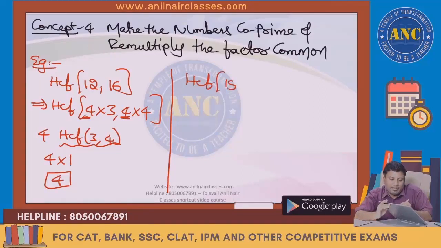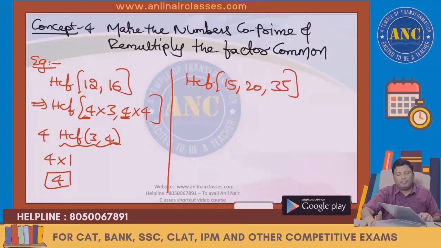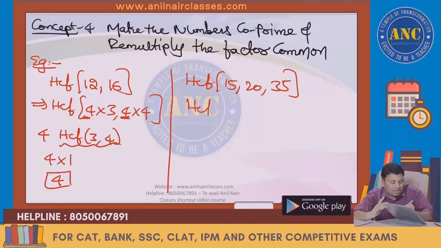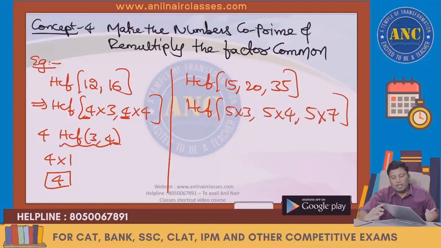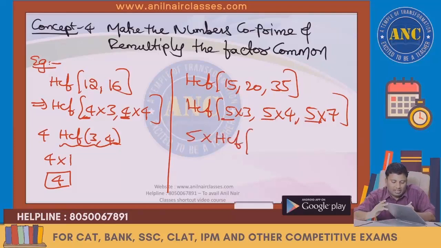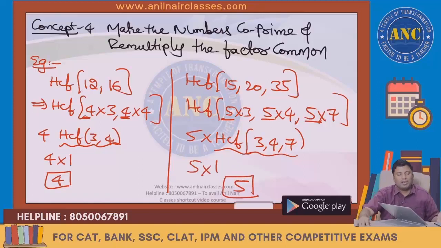HCF of 15, 20, 35. They are not co-prime to each other. In fact, they are all multiples of 5. Previous question, they were all multiples of 4. These are nothing but HCF of 5 into 3, 5 into 4, 5 into 7. 5 is common. 5 into HCF of 3 comma 4 comma 7. They are all co-prime. 5 ones are 5.